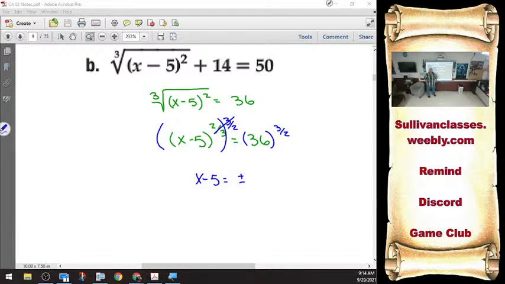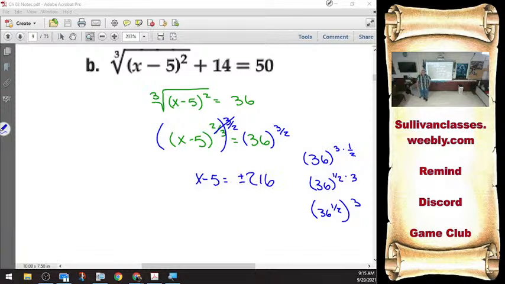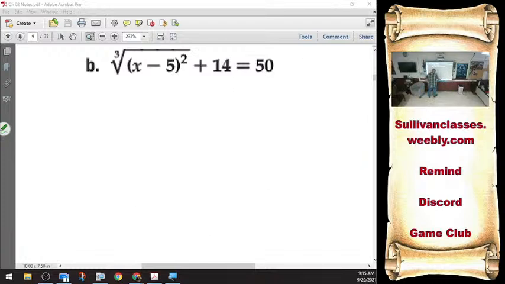Now the nice part about this is you don't have to touch the calculator because I can take it in pieces. This is 36 to the third times 1/2, right? 3 times 1/2 is 3/2. Multiplication is commutative. That's 36 to the 1/2 to the third. Well, what is the square root of 36? 6. What is 6 cubed? 216. So you can actually do this by mental math because you know your perfect squares and cubes without touching the calculator. So it's just a different way to do it. It's a more efficient way.